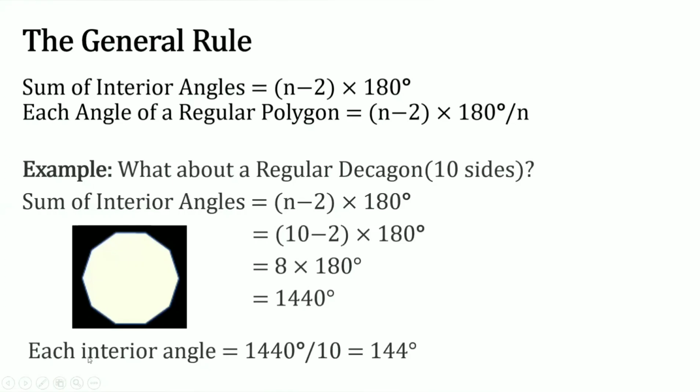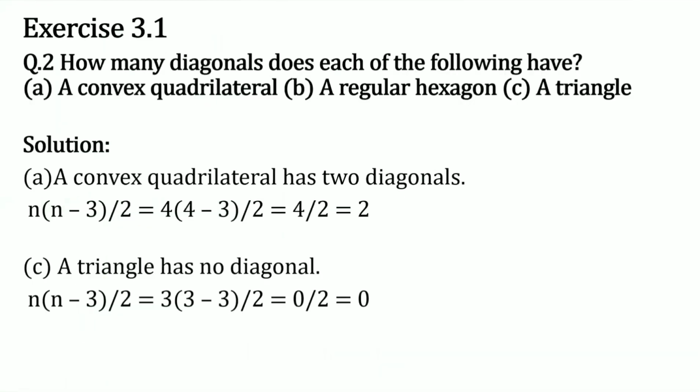Each interior angle will be 1440 divided by 10. Why 10? Because 10 is the number of sides a decagon has. So it is equal to 144 degrees. Let's see some questions of exercise 3.1.